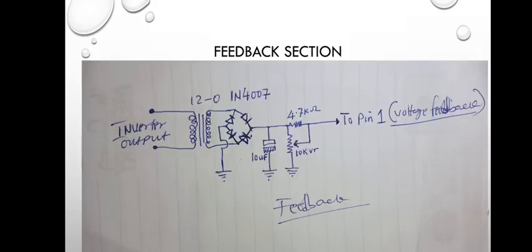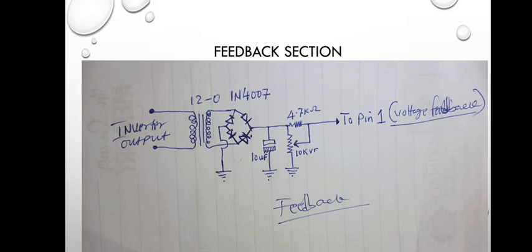Now briefly, this is the feedback circuit. So you will need another small transformer, a very small 12 volt transformer. You can just get it from the market. I think it should be around 400 or 500, I don't know. You can get it from any store, a small transformer.